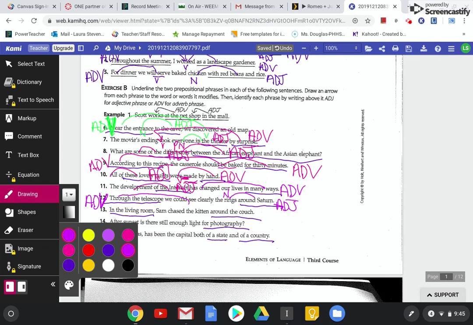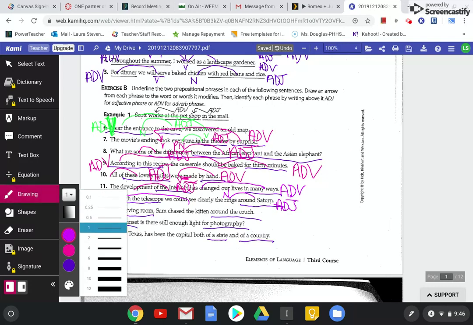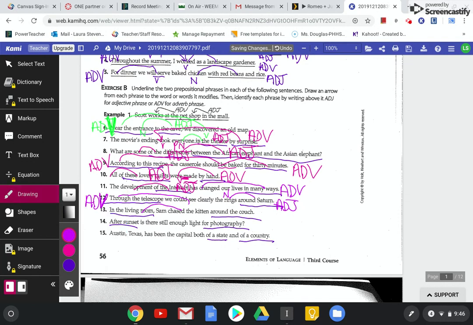In the living room, what happened in the living room? He chased. Let me get rid of this. So in the living room is to chase. That's a verb. So this one's an adverb phrase. Around the couch, there's not kittens around the couch, like multiple kittens or whatever. That's how I would look at that. I would say what's happening around the couch is showing where to, so you know it's an adverb phrase.